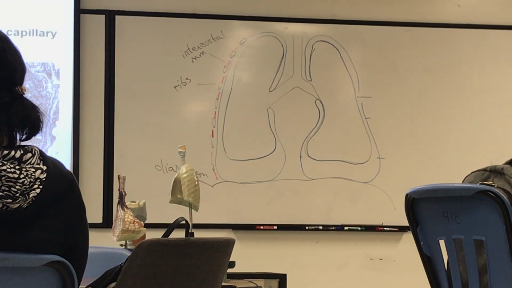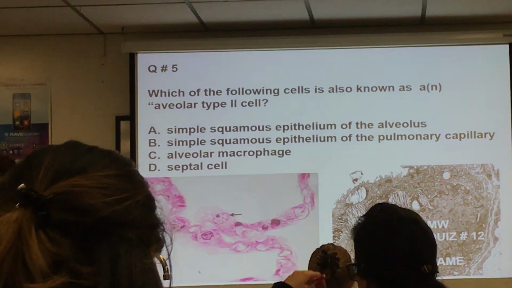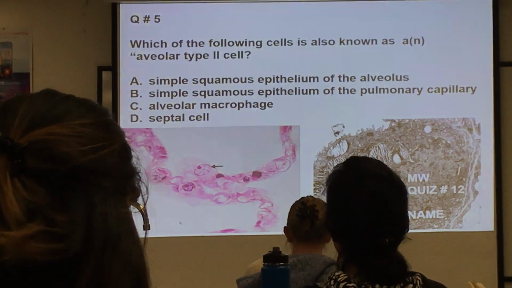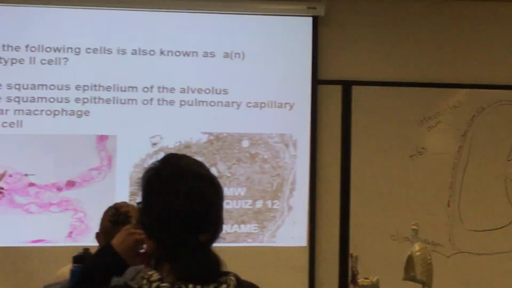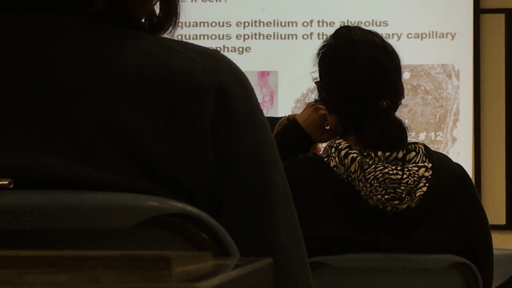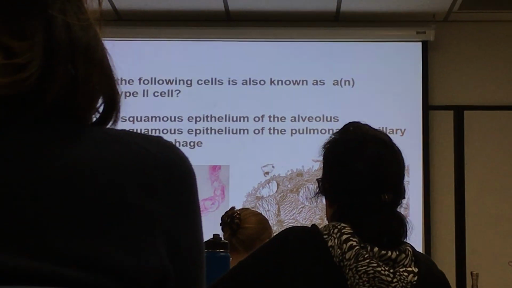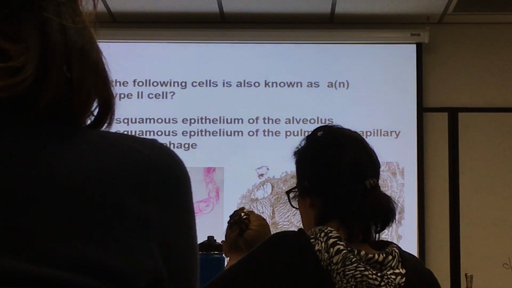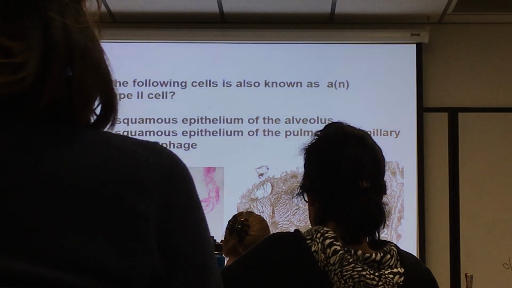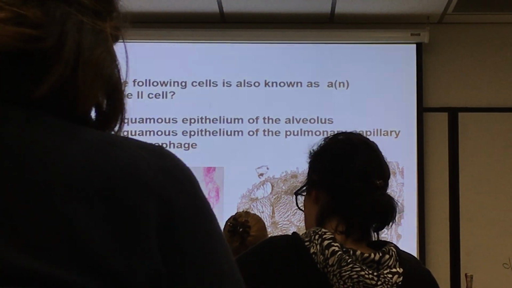All right, question 5. Which of the following cells is also known as an alveolar type 2 cell? This is what you're looking at here. The light microscope, and here in the low-powered electron microscope, these are the lipid and the lamellar bodies. You might see one or both of those images on the quiz next.